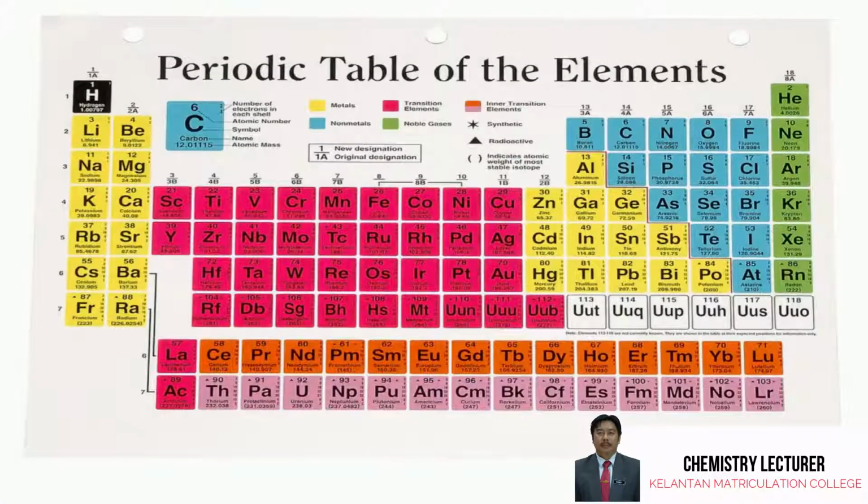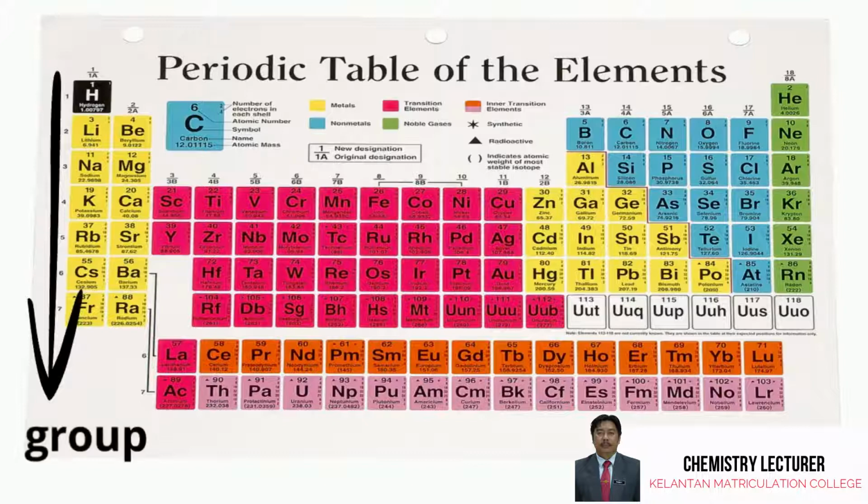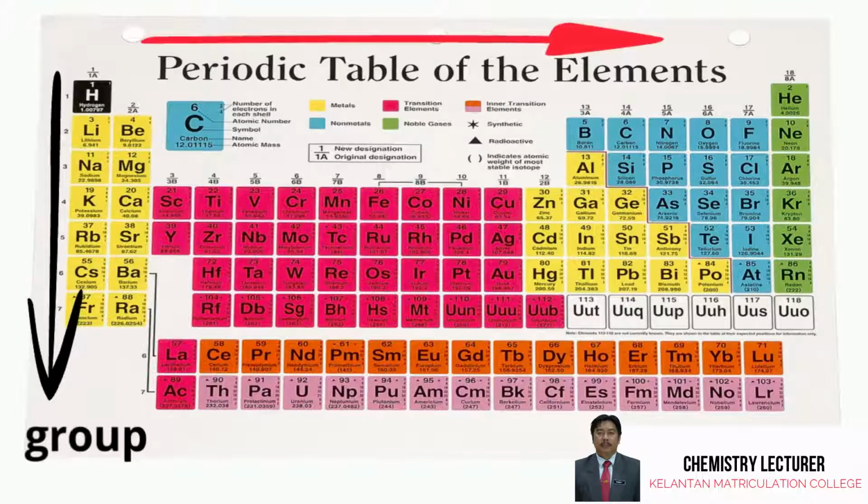Generally, in the modern periodic table, we have two common terminologies, which are down the group and across the periodic table, or across the period.